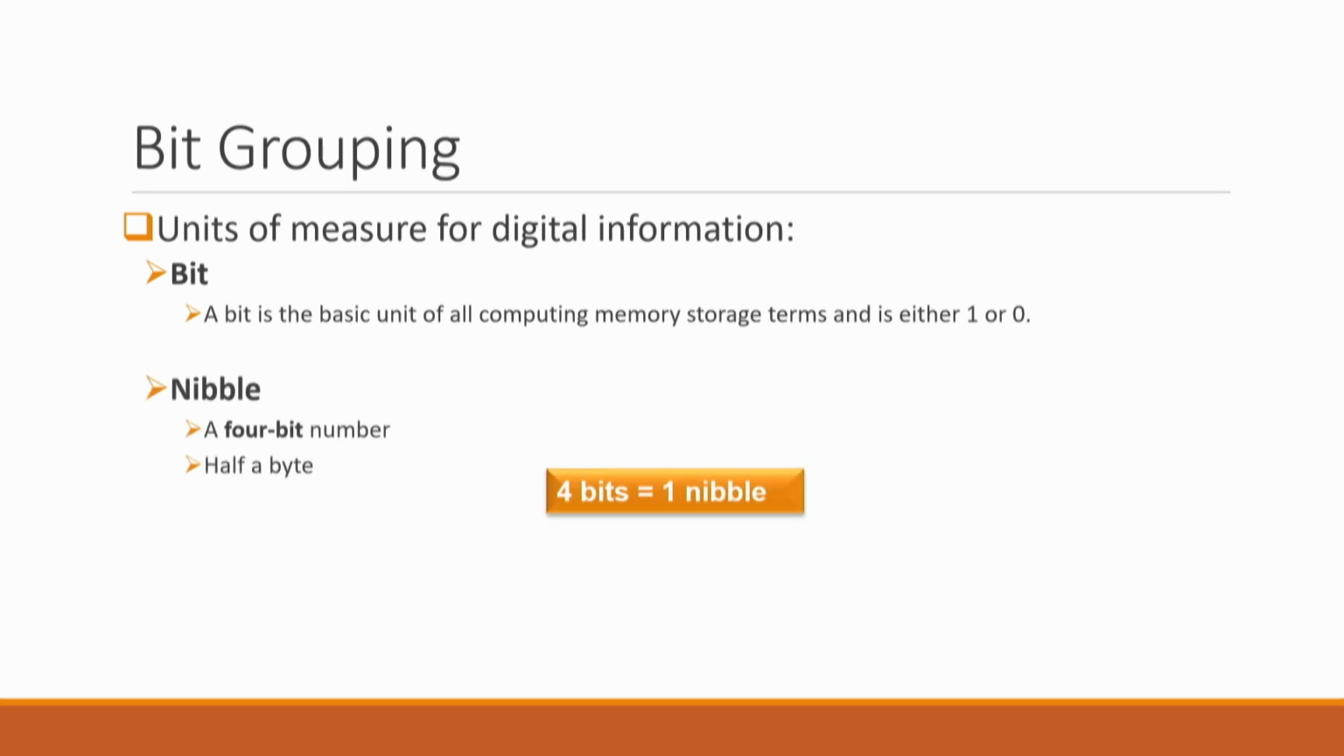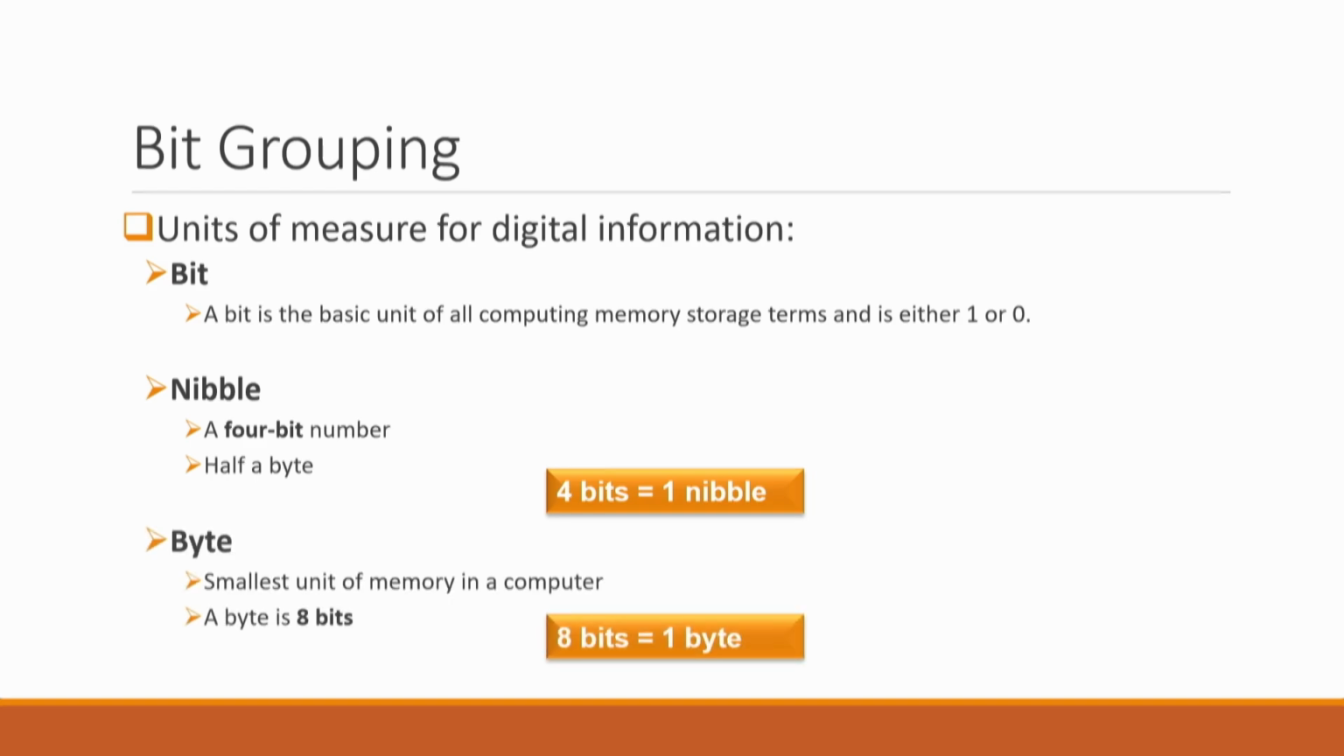4 bits, or half of 1 byte, is known as a nibble. A byte is the name given to a group of 8 bits. It is the unit most computers use to represent a character, such as a letter, number, or typographic symbol.